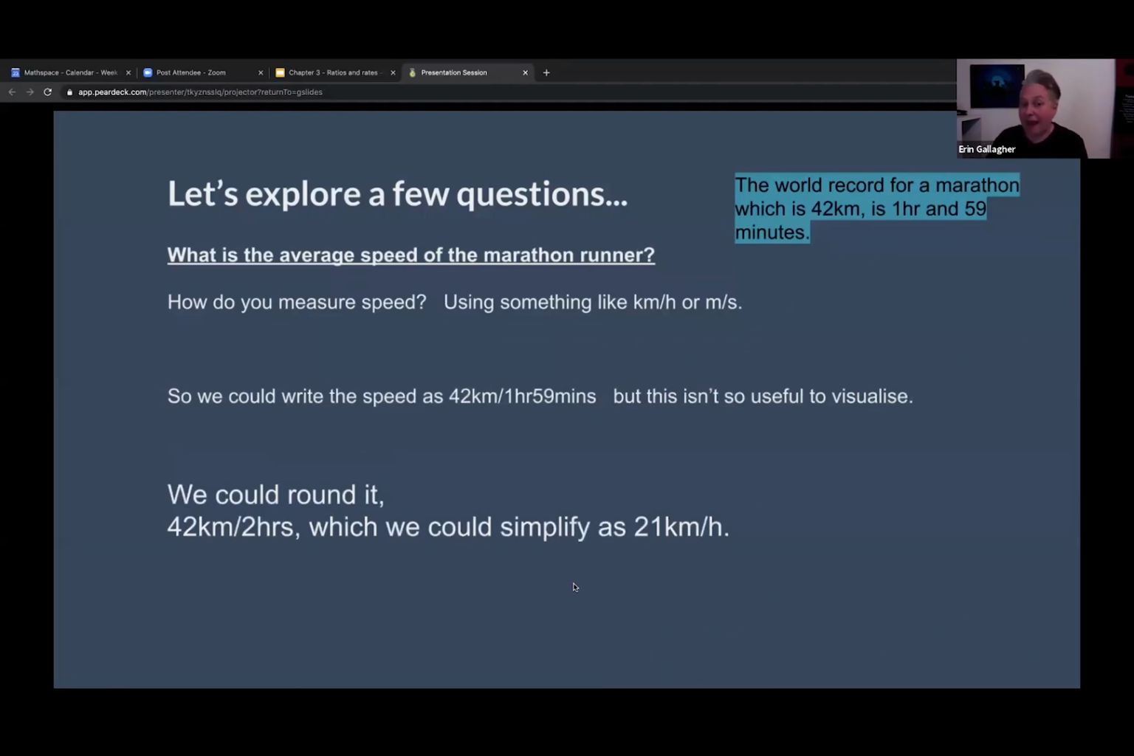So we could do one simple thing. We could round that 1 hour, 59 minutes to 2 hours, very close. And then we could simplify it. If you ran 42 kilometers in 2 hours, you could run 21 kilometers in 1 hour. That's fairly reasonable. That gives us a bit of an idea about speed. We're used to speeds because it's a universal language. You imagine a car doing 20 Ks an hour. It's fairly slow for a car, but it's certainly faster than what most people can run. So that gives us a better indication of how fast this marathon runner runs.